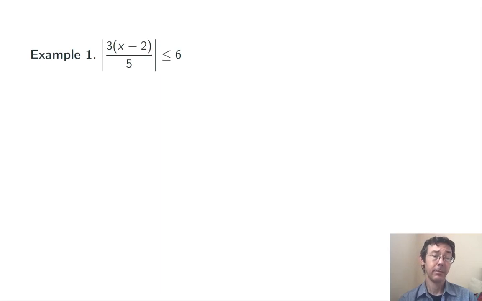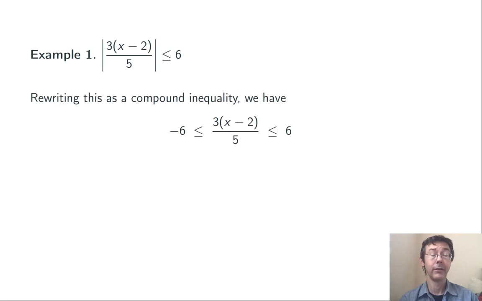Let's do a couple of examples. First of all, absolute value of 3 times the quantity x minus 2, over 5, less than or equal to 6. So this is the first sort of inequality that we had on that first slide. It's going to get broken up like this: negative 6 less than or equal to what's inside, less than or equal to positive 6. We call this a compound inequality because there really are two inequalities going on here.